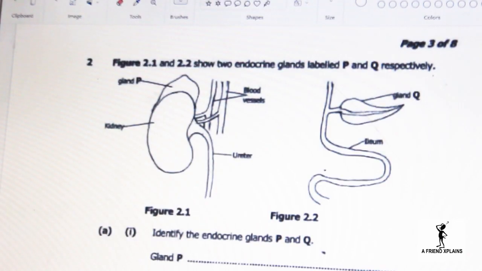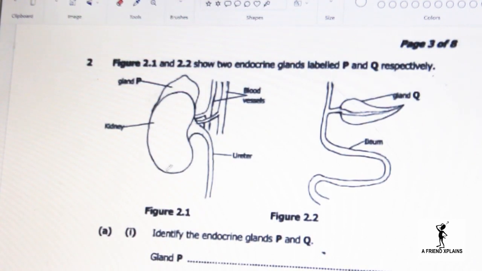In today's video, I'm going to look at this question that you're seeing right there. I have two things here: figure 2.1 and figure 2.2. This question is coming from 2021. I'm reviewing it, analyzing it, and giving you a little bit of explanation on what you need to know.